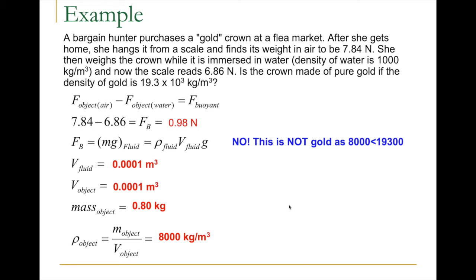So, classic example involving buoyant force, dealing with net force equations, applying that to density, applying that to our buoyant force equation to begin with.